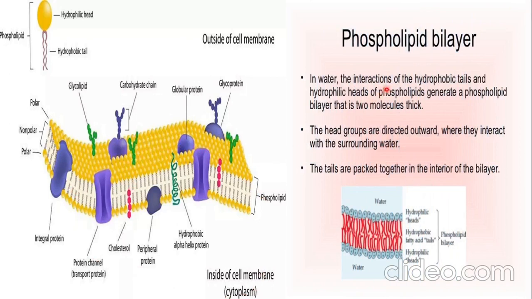So here again, in water, interactions of the hydrophobic tails and hydrophilic heads generate a phospholipid bilayer, which is 2 molecules thick. What are the molecules? Lipid molecules. The head group, or hydrophilic end, will face outward in one layer, and for the other layer it will face inward. Tails are packed together in the interior.